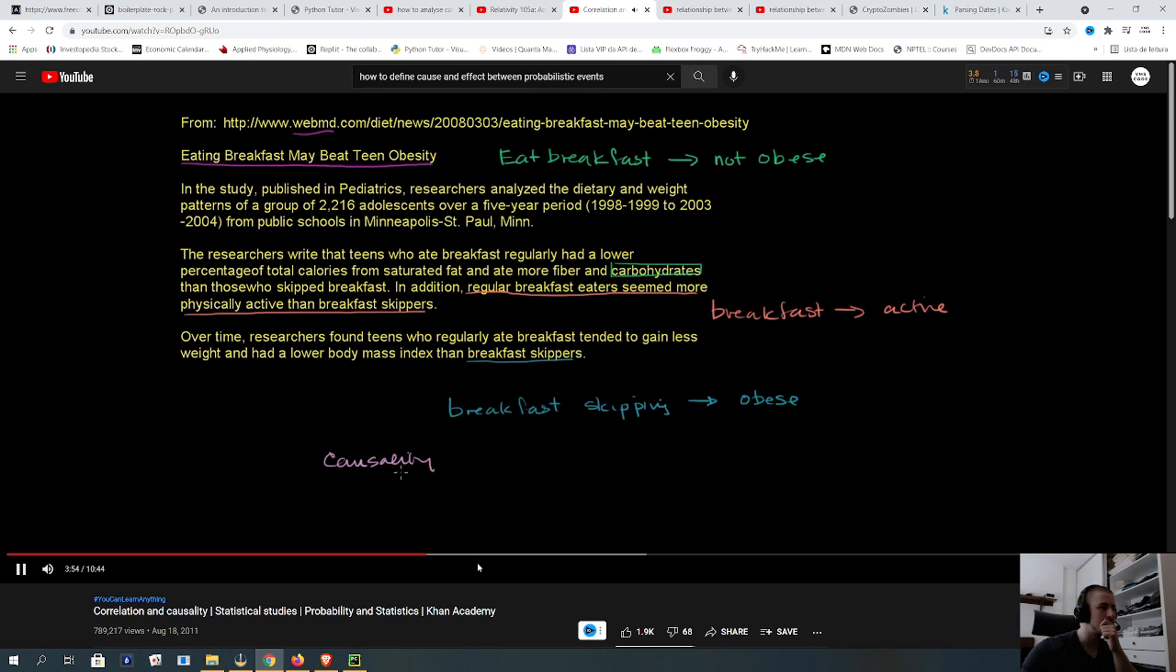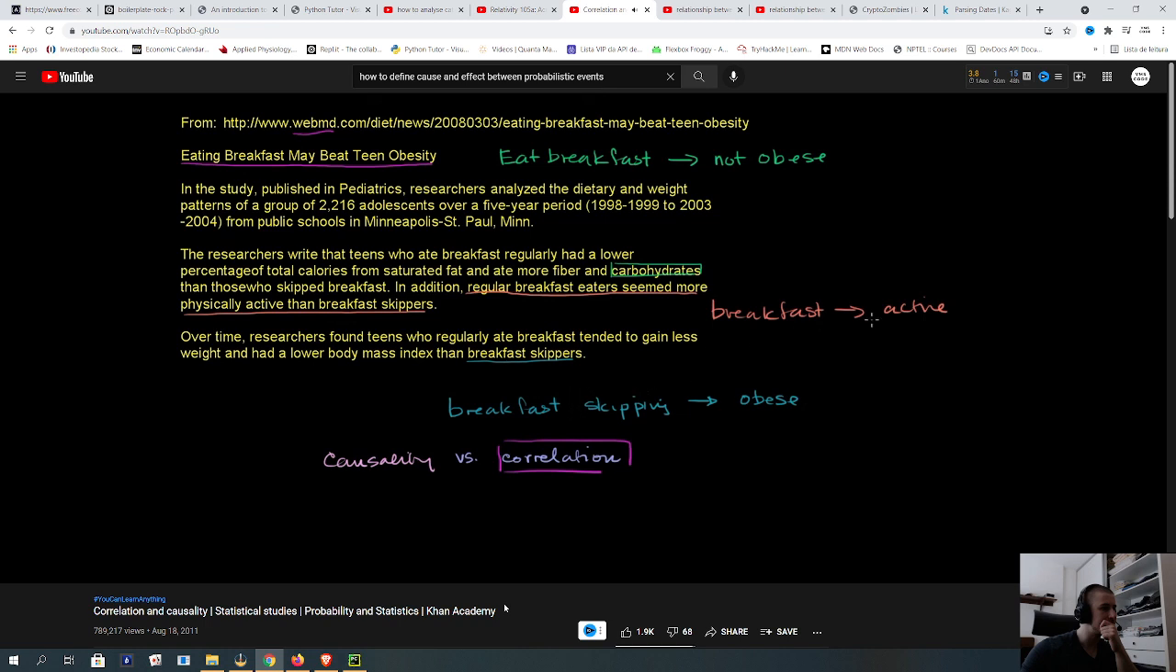So the whole point of this is to understand the difference between causality and correlation, because they're saying very different things. Causality versus correlation. Obesity correlates with breakfast skipping. We're seeing it at the same time. Activity correlates with breakfast, and breakfast correlates with activity. All of these correlate. What they don't say, and there's no data here that lets me know one way or the other, is what is causing what, or maybe you have some underlying cause that is causing both.